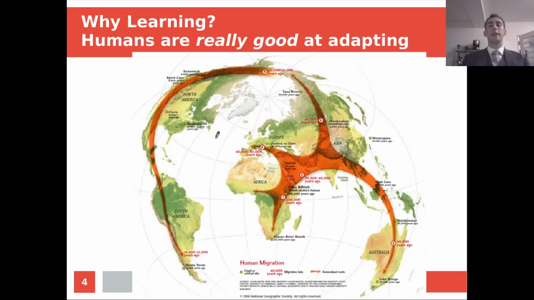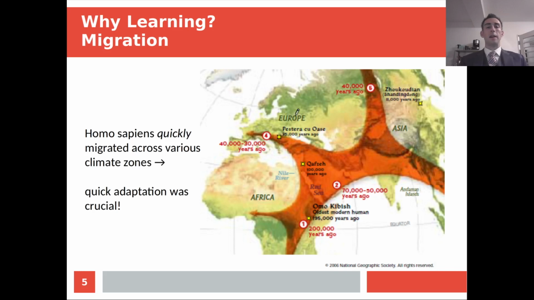Why is learning important? Well, humans are really good at adapting and learning. Humans moved all over the world to many different climates very quickly, over a period of only a couple tens of thousands of years. And in each location, of course, they encountered different types of plants, different animals, different climates to survive. You can see different cultures throughout history have had very different solutions to survival, where humans have pretty much thrived everywhere they've gone. So quick adaptation was crucial.